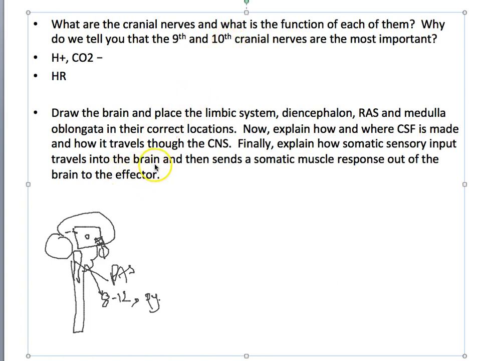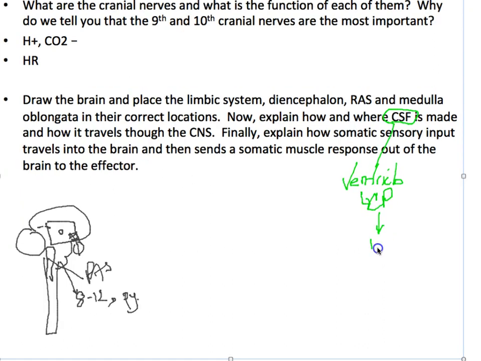Where do we actually make cerebral spinal fluid? Well, remember, we make the vast majority of cerebral spinal fluid inside ventricles. And those ventricles have within them these structures called choroid plexuses that use ependymal cells.